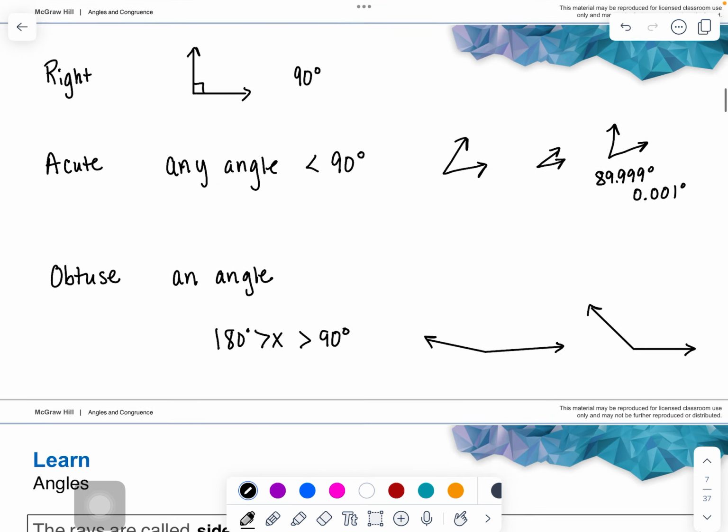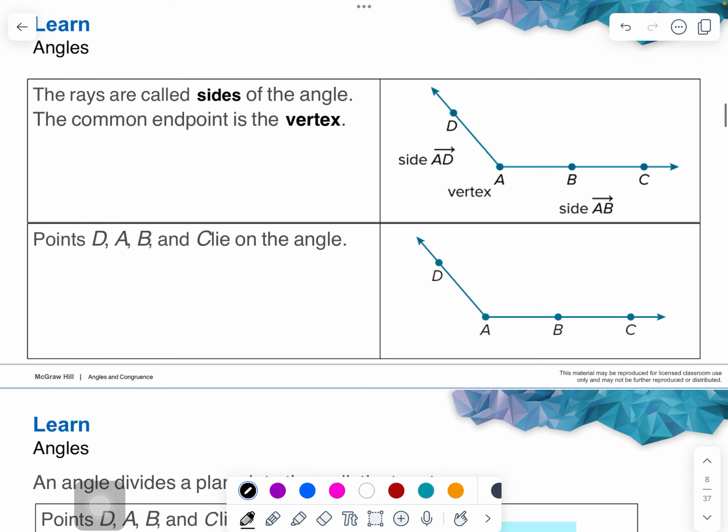All right, down we go. Rays are called sides of the angle. The common endpoint is the vertex. So, whereas we used to call this a ray and this a ray, we're now going to call them sides. Side AD, side AB. They're still appropriately called rays as well. And then this is our vertex.